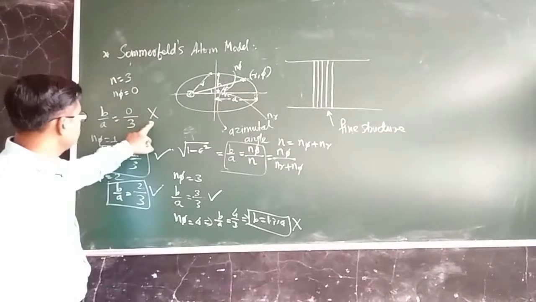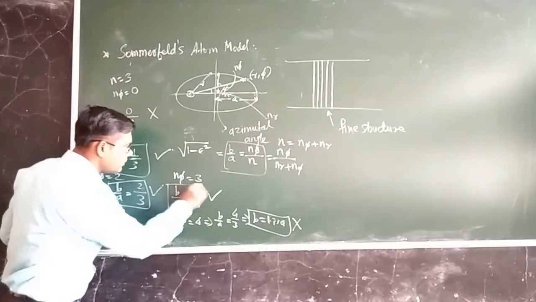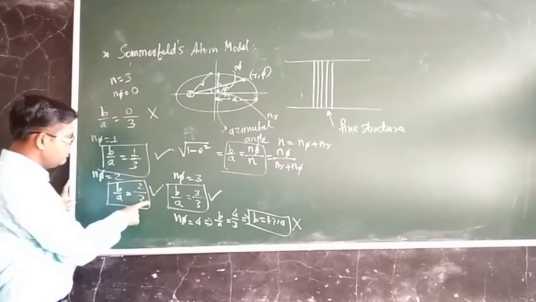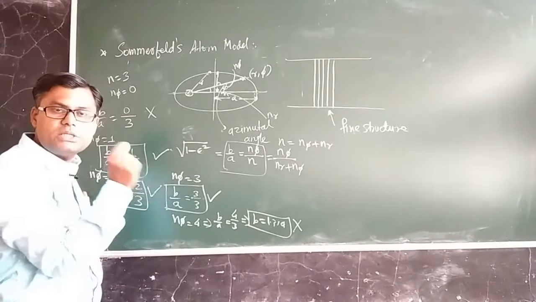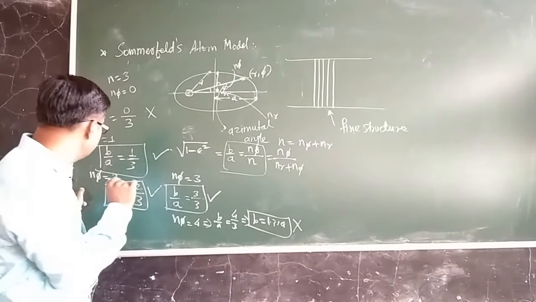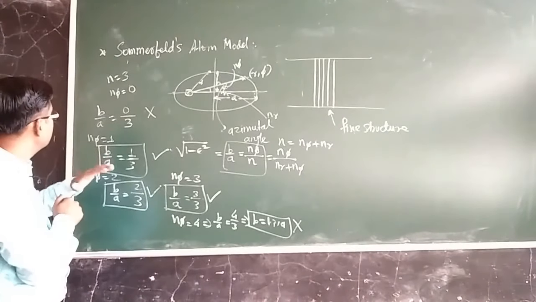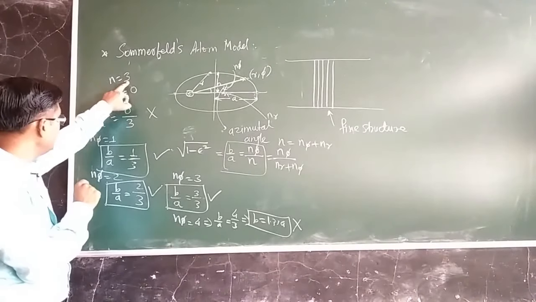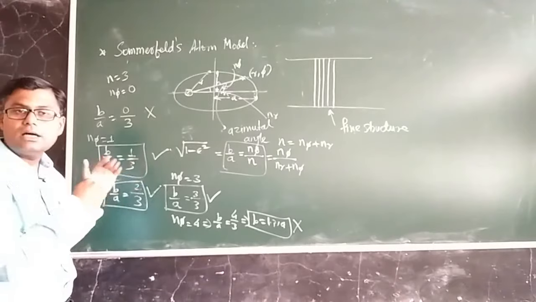So see, these two conditions are not allowed, but these three conditions are allowed. Out of that, this is elliptical motion, this is elliptical motion, and this is circular motion. Remember that circular motion is also a special case of elliptical motion only, right? So what can we conclude? We had assumed that n equal to 3, and we got the values of n phi equal to 1, 2 and 3. These are the allowed values.